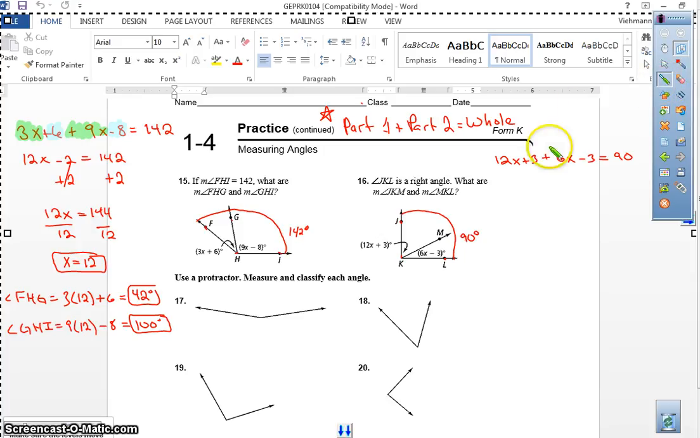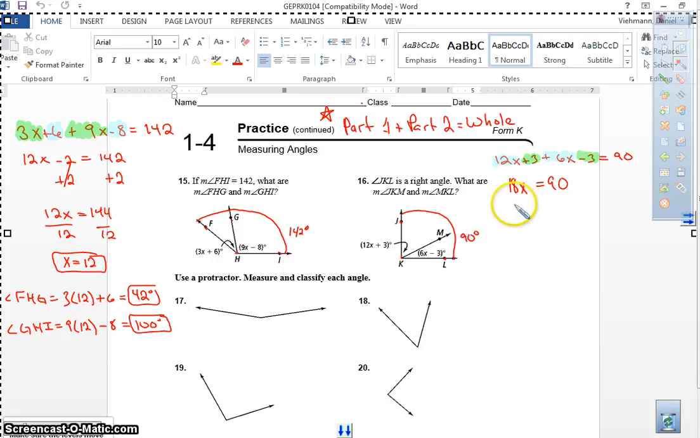Yep. All right, Nikki, combine my like terms for me this time. 12x, 6x, and 3, negative 3. Good. So when you simplify those, what do you get? 18x. 12x's plus 6x's. And then what is plus 3 minus 3? 0. Good. And so that equals 90.